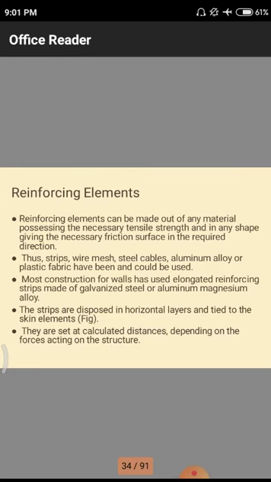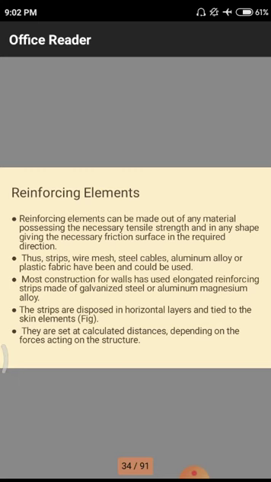Most of the construction of walls has used elongated reinforcing strips made of galvanized steel or aluminum magnesium alloys. That means whenever we construct walls, we use elongated reinforcing strips. Strips mean flat plates of small depth and large length. Those we cut as strips made of galvanized iron or aluminum, with some magnesium content incorporated in the aluminum alloys.